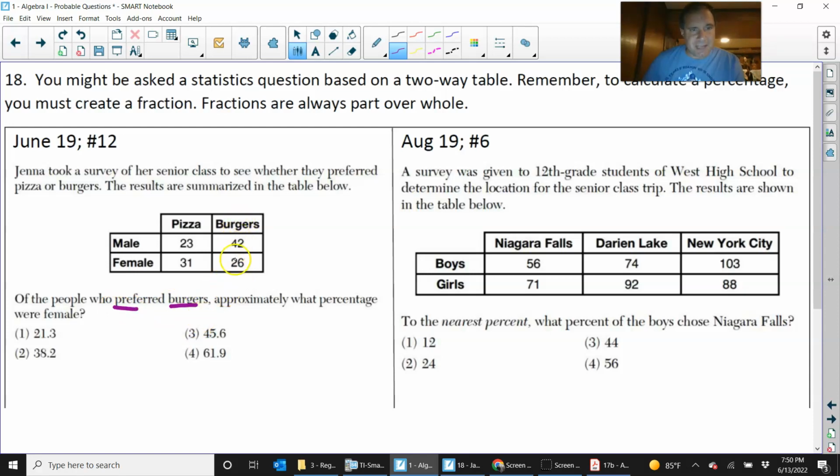So that means we have to add the burgers up, all the people that preferred burgers. So approximately what percentage were female? Let's go ahead and do 42 plus 26. That's 68. So of the people who preferred burgers, 68, how many were female? Female, 26 of them.